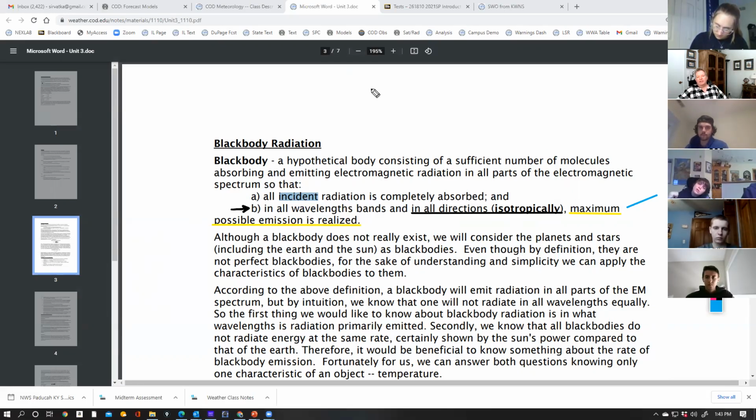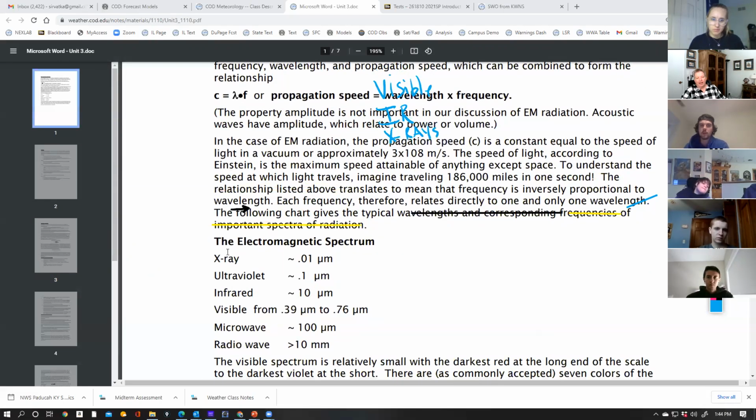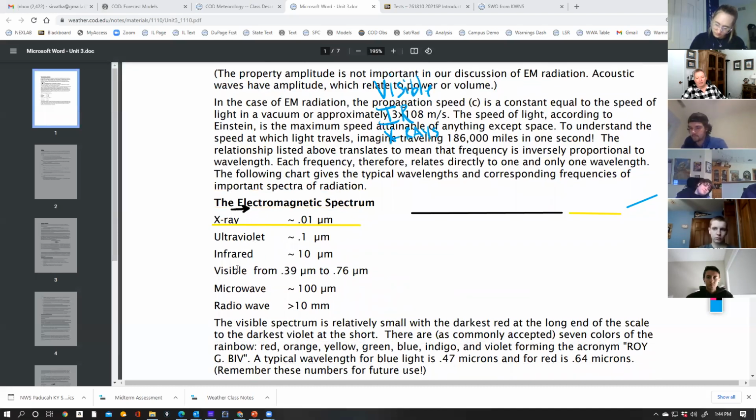Does the sun emit visible light? Is this a wavelength band? Say yes. Does the sun emit infrared radiation? Yes. Does the sun emit X-rays? Yes. What are the other bands called? Well, if you go back up a little bit, it says here's some of the other ones: X-rays, ultraviolet, infrared, visible, microwaves, and radio waves. And it's all based on the wavelength.